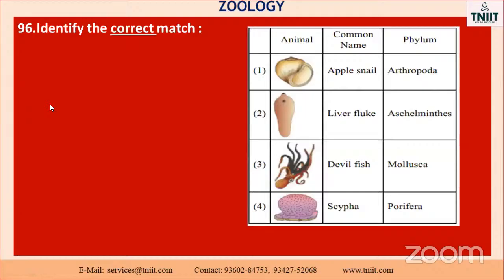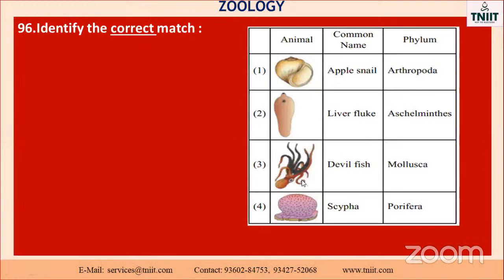So the answer is sarcomere. See the next. Identify the correct matches. See, this one has apple snail, liver fluke, devilfish, and scypha. They are all to be matched. The correct option is the third one: animal common name devilfish, phylum Mollusca is the correct one. Only this is correct. Devilfish and Mollusca is the correct match.